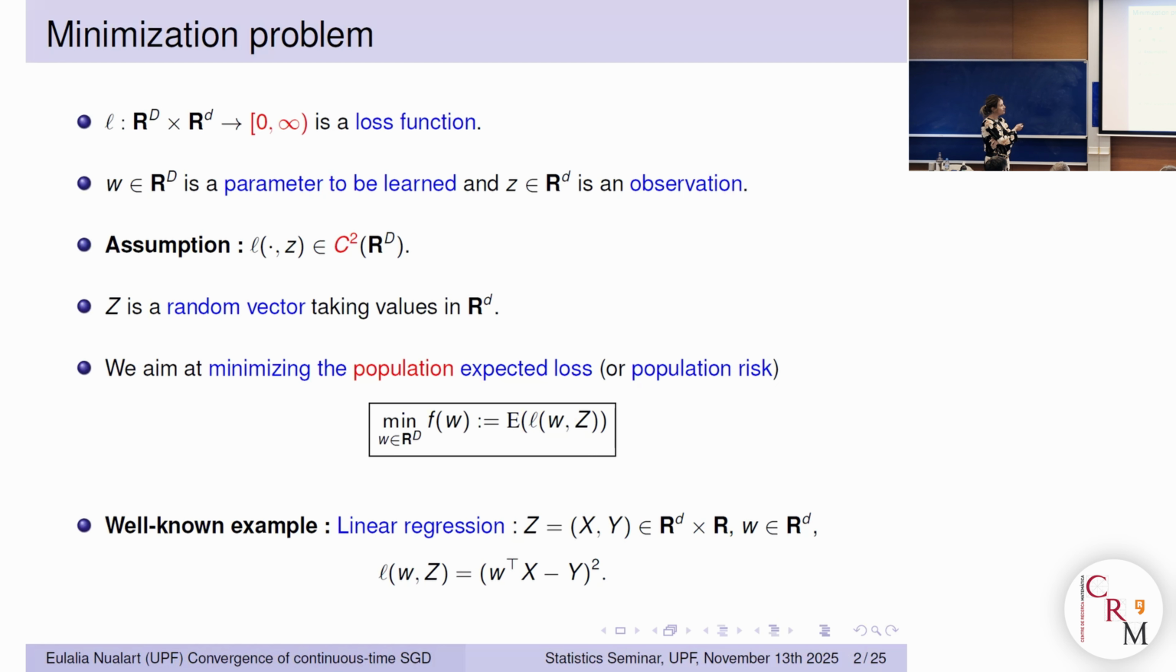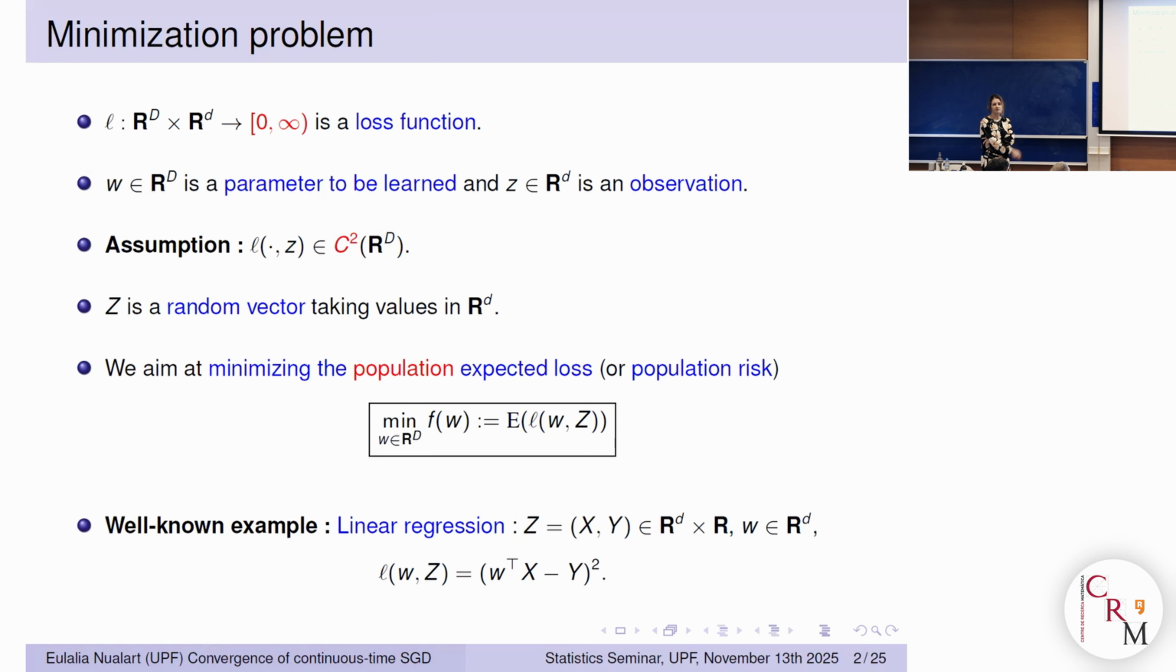L is a loss function that can be either 0 or positive. The loss function has two parameters. One is the parameter to be learned, and the other is the observation. Here I use two different dimensions, big D and small d. We are going to work under the assumption that L is C2, and the observation is a random vector taking values in R^d.